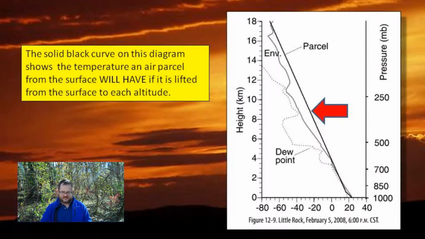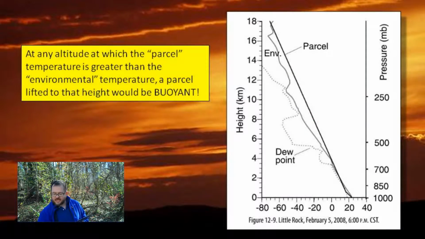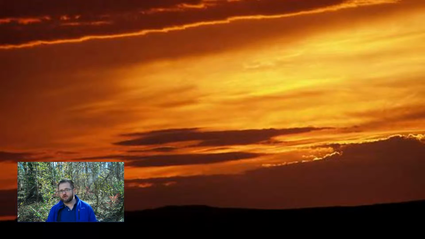This is useful because any place where that curve is to the right of your observed temperature profile of the environment, that gray curve, will be a layer of the atmosphere where an air parcel that was lifted here is warmer than the air around it. Air parcels from the surface will be positively buoyant if you can get them up into that layer. So at whatever height above the surface this parcel curve is to the right of the environment curve, that is a layer where, if we could get air parcels to rise into that layer, they would be warmer than the air around them, and they would rise on their own because they would be positively buoyant.